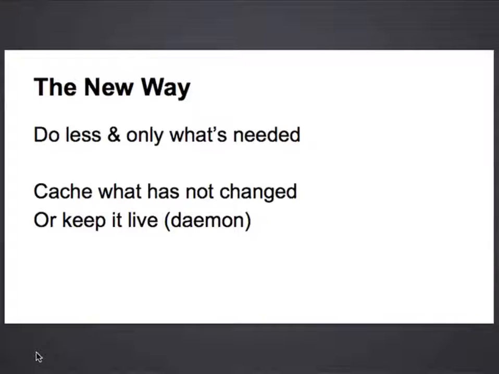So the idea here is only do what's needed. Provide a way for Gradle to understand your model so that Gradle can decide what can be done and what doesn't need to be done. Cache what has not been changed or keep it live in the daemon. And also provide a better way for other plugins to extend your plugin by adding very clear and specific rules about what they want to change in your model. That's what I just said. And all of that is done by annotation on tasks.